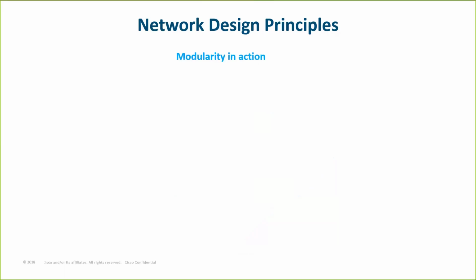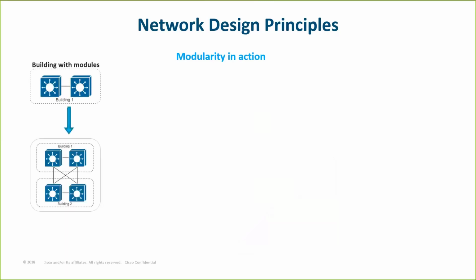So how do we see the modularity in action? If we just start building with modules, we will have something like this. Assuming we have a campus, and one of our buildings has a couple of distribution switches, working together to provide redundancy to our users. But now my campus grows and I have another building. Okay, I will interconnect the buildings, with 2 links per switch to the other switch, and it doesn't look that complex.